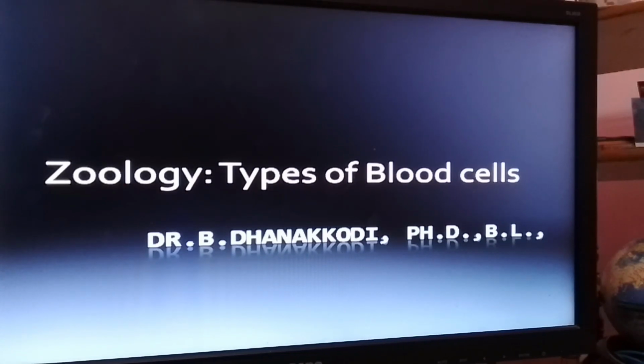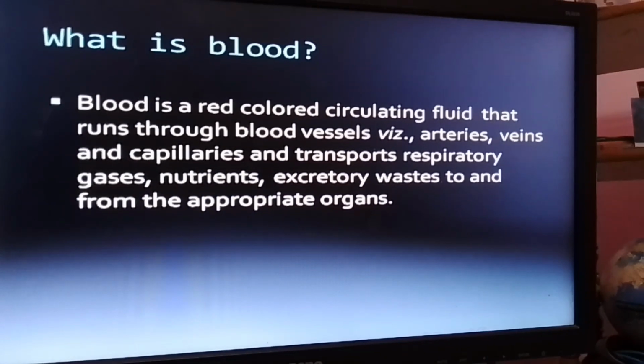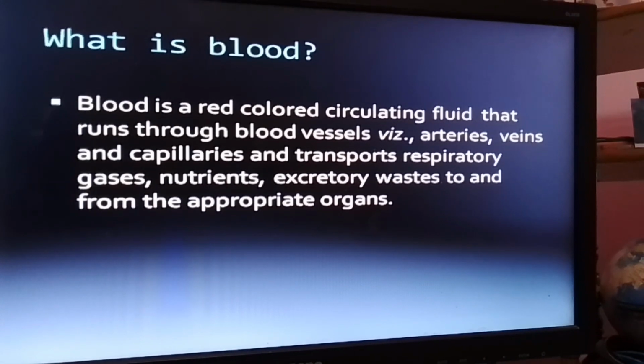This slide gives the list of blood cells, that is, the cells present in the blood, particularly among vertebrates. What is blood? Blood is the circulating fluid in the body which runs through the blood vessels. And you may know different types of blood vessels according to the type of blood they carry. Type of blood in the sense that blood is not different, but its components may be different.